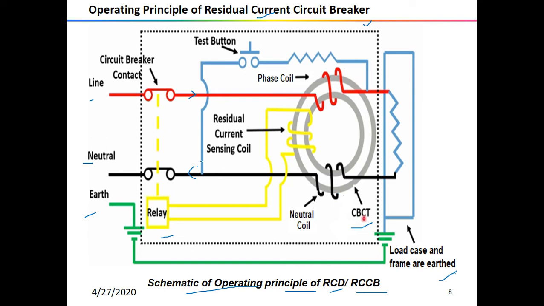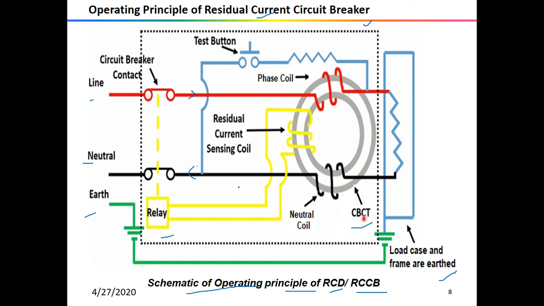But the question is, what happens when there is a fault? If there is a fault, then some of the current which is coming through this line conductor will leak through the bare wire of the load and will be grounded by the earth on this side. In this case, there will be a difference in magnitude between the current entering through this line and the current leaving through this line.